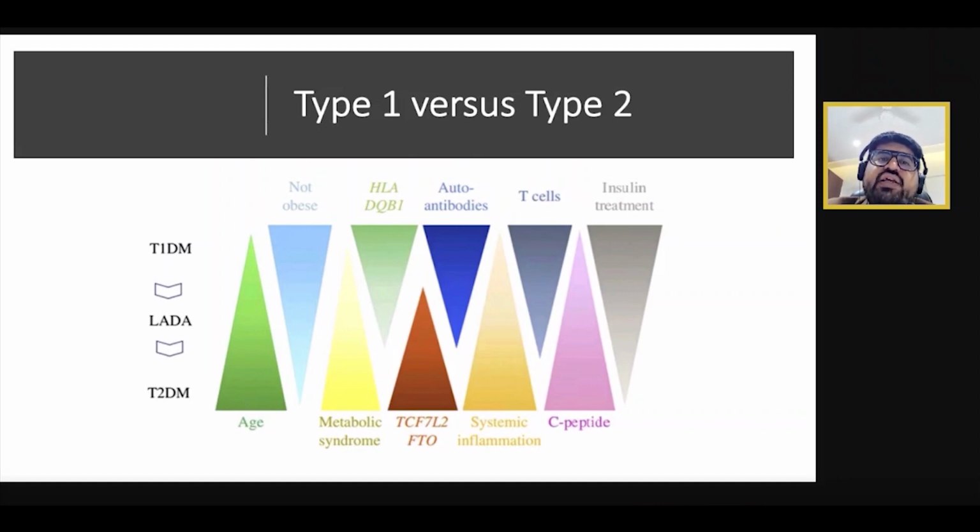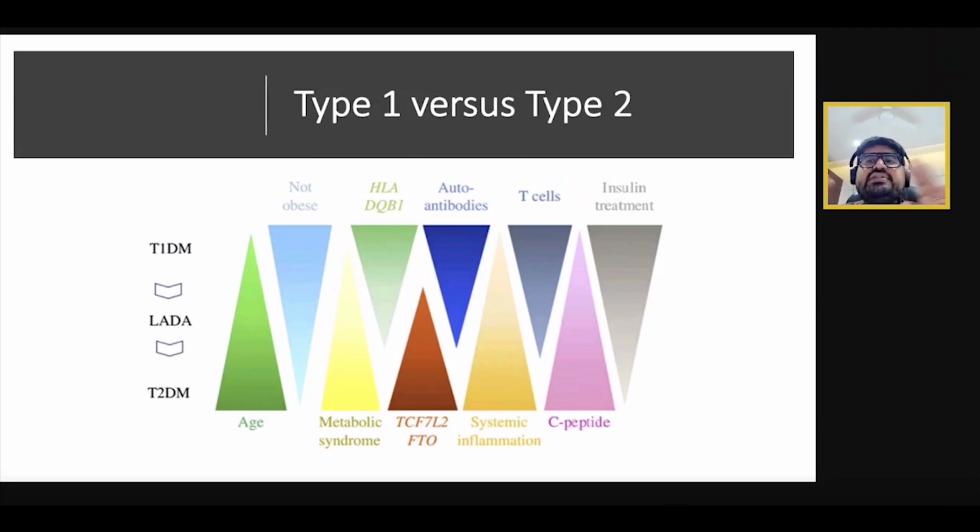Metabolic syndrome, HLA-DQB1, which is a marker for autoimmunity in type 1. You have the other markers, FTO and others, which are part of type 2. You have systemic inflammation, autoantibodies, T cells, C-peptide decline, insulin requirement, all of these. But what is important is that all of these are present in all forms of diabetes. So whether it's type 1, type 2 or LADA, you have them, though the frequency, the tendency, the amount is less. You can see type 1 even in the elderly population. You can have insulin requirement even in type 2 diabetes. You can have some C-peptide decline in type 2 as well.